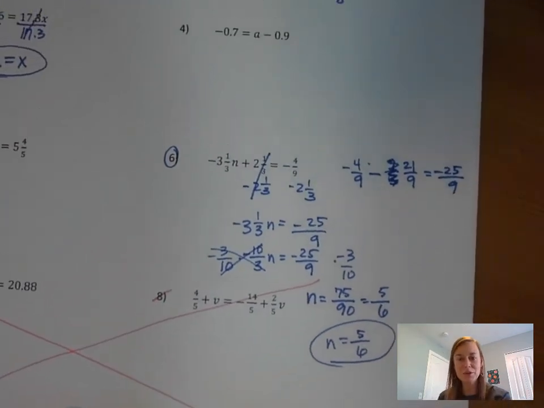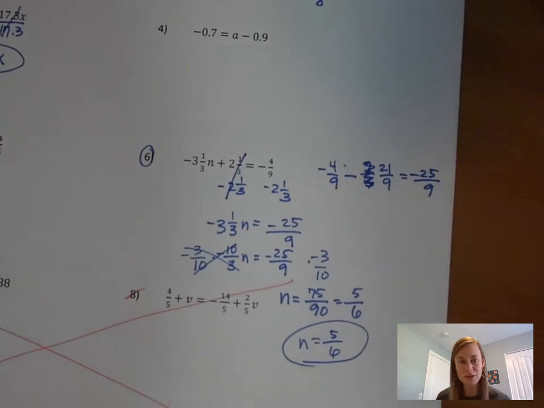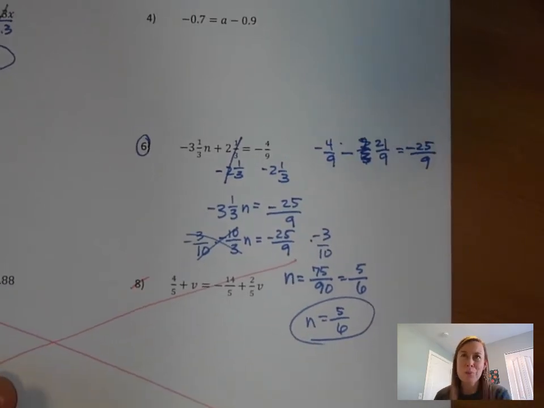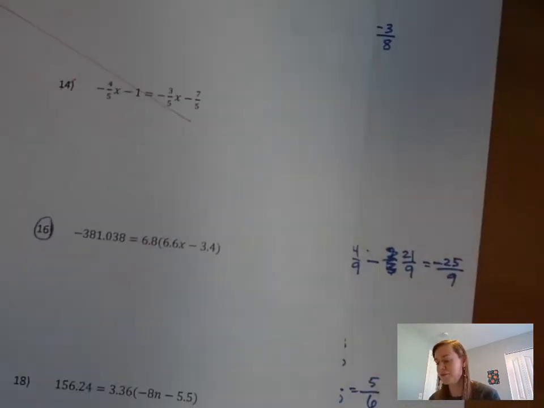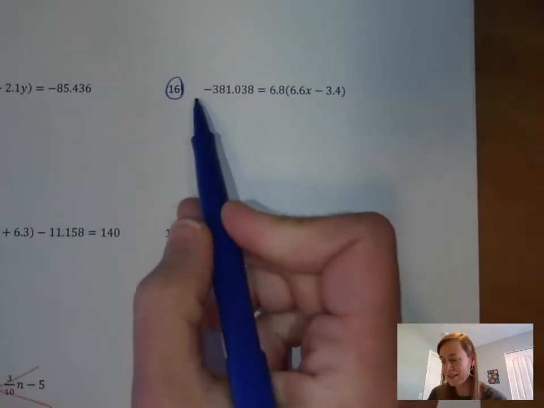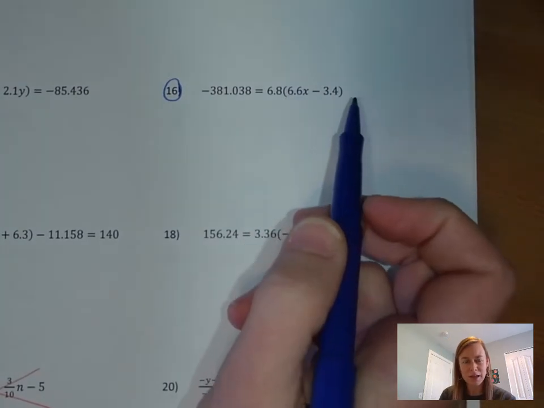As far as mixed numbers and improper fractions go, I don't care which way you give the answer. Maybe just do which way is less work for you. Probably that'll be an improper fraction, but sometimes if that's a mixed number, that's fine for me also. We got one problem left on our video today, and that's number 16. So we have a bunch of decimals and a little bit of distributing.